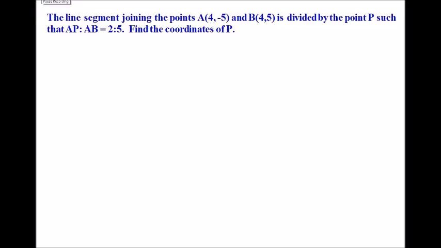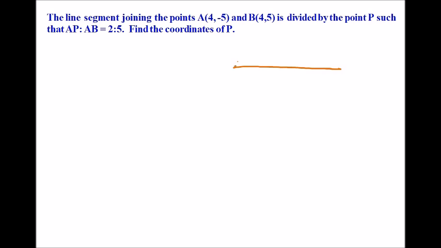Here the question is: the line segment joining the points A(4, -5) and B(4, 5) is divided by the point P such that AP is to AB is equal to 2 is to 5. Find the coordinates of P.